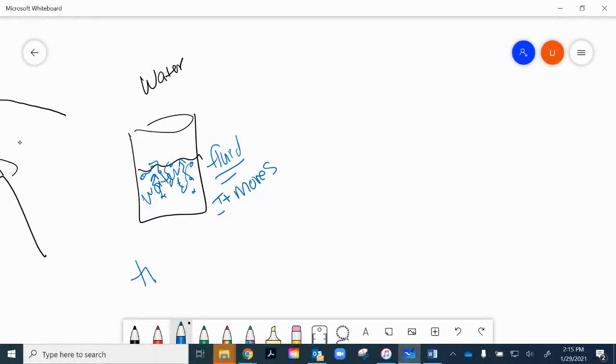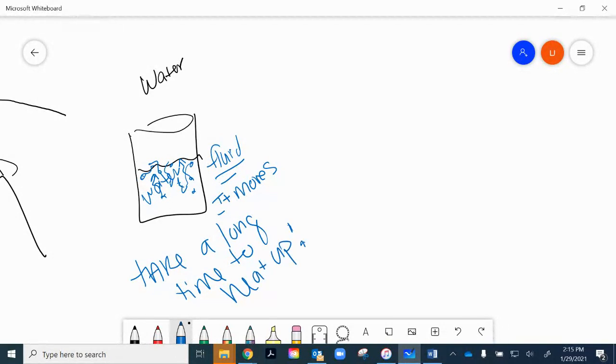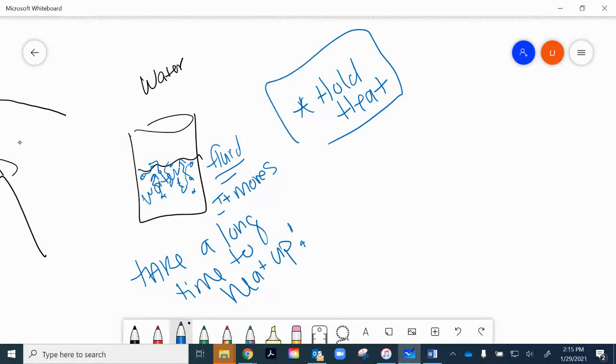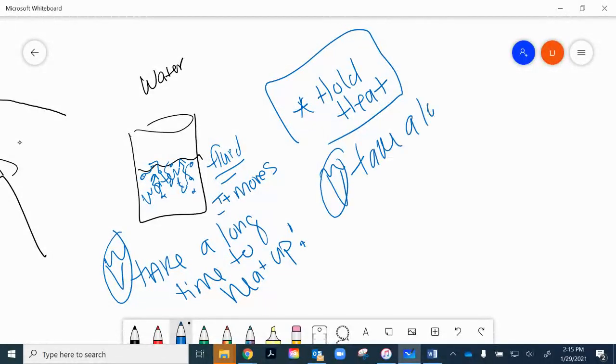So it takes a long time to heat up. In the same sense, water also holds heat. So not only does it take a long time for it to heat up, but it also takes a long time to cool down. Okay, so that's for water.